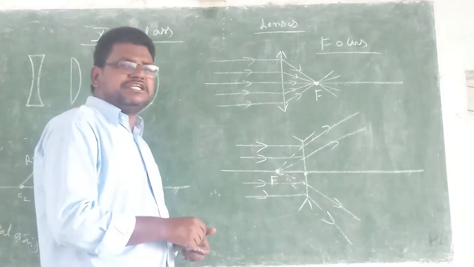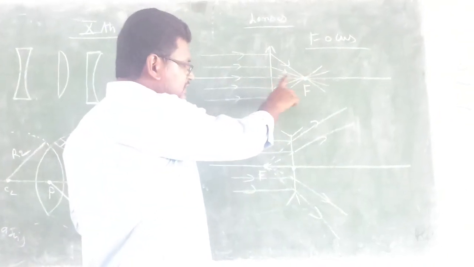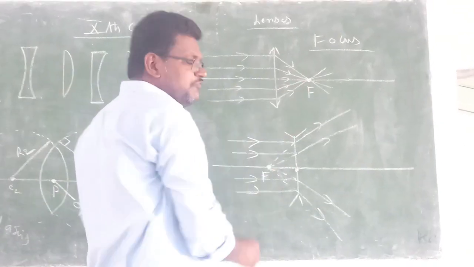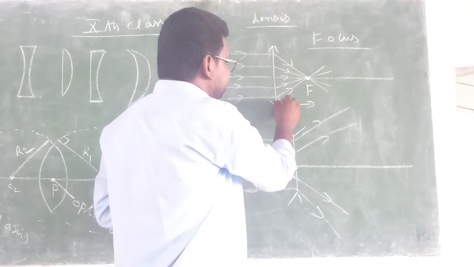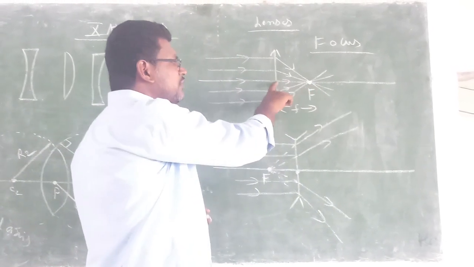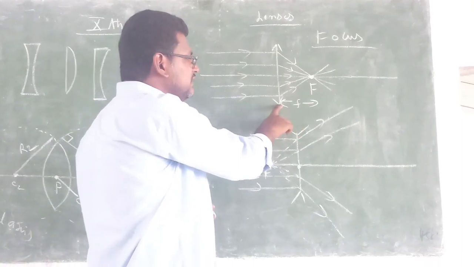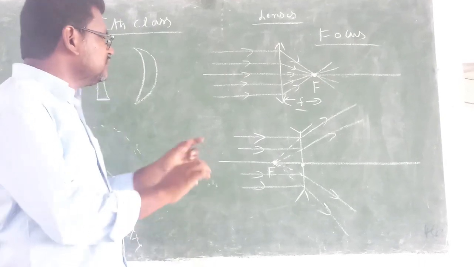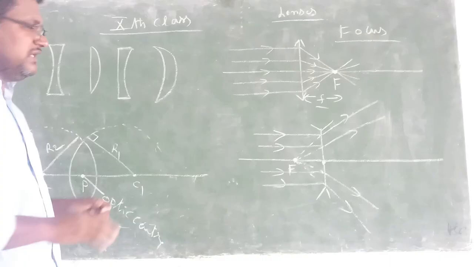And here, the distance from the focus to the optic center is called the focal length, and it is represented by a letter small f. So these are some of the terminology that come up in the case of lenses.